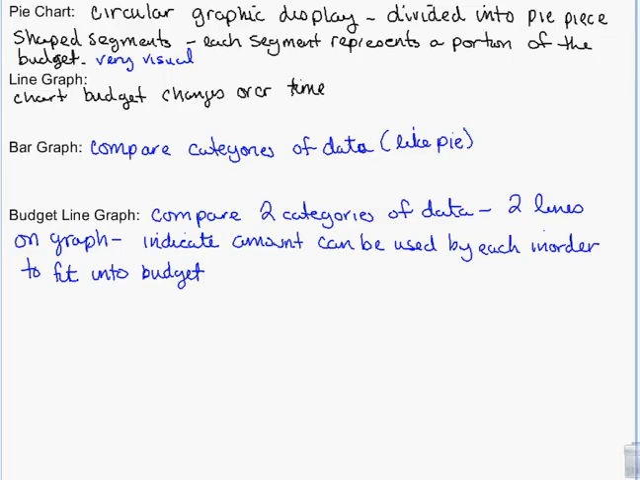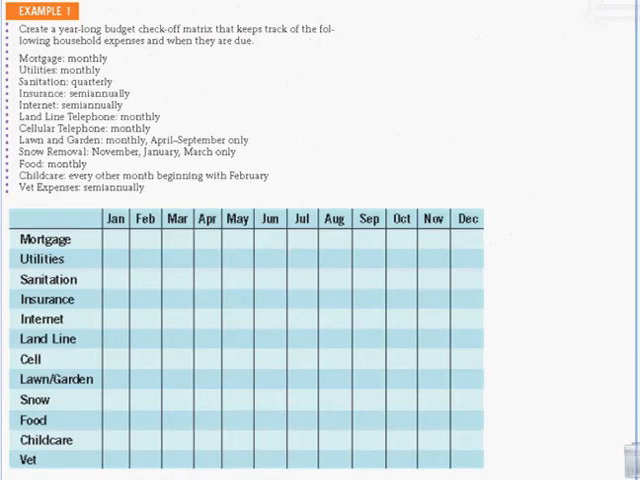And we'll go to the checkoff matrix. Now these are the easiest to make. You take this January through December and you write down all the things you have to spend, and then okay, mortgage is every month.